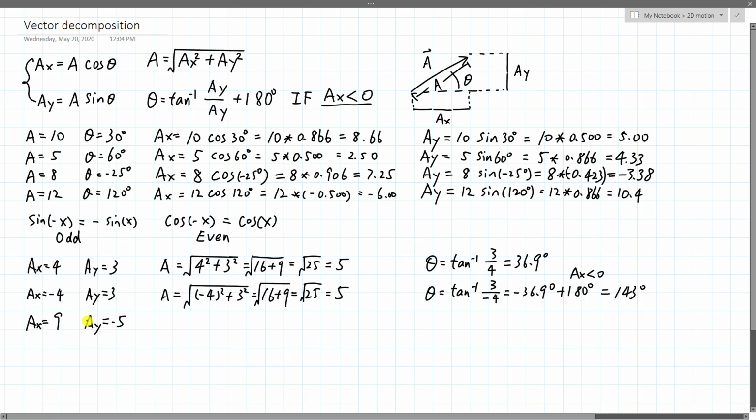So a positive x and negative y puts us in the fourth quadrant, that is below the x-axis on the right side. So let's get a. A should be the square root of 9 squared plus 5 squared. See, I'm no longer squaring the negative. It's pointless to do that.